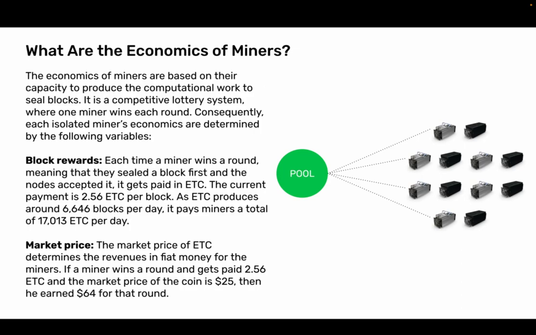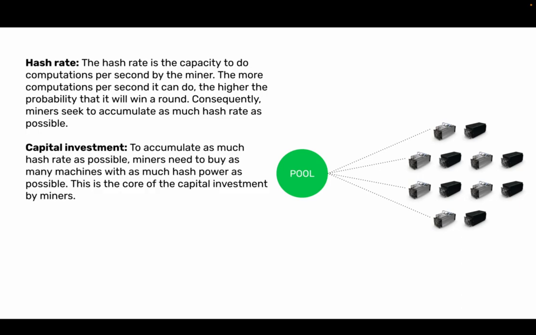Market price. The market price of ETC determines the revenues in fiat money for the miners. If a miner wins a round and gets paid 2.56 ETC and the market price of the coin is $25, then he earns $64 for that round. Hash rate. The hash rate is the capacity to do computations per second by the miner. The more computations per second it can do, the higher the probability that it will win a round. Consequently, miners seek to accumulate as much hash rate as possible.